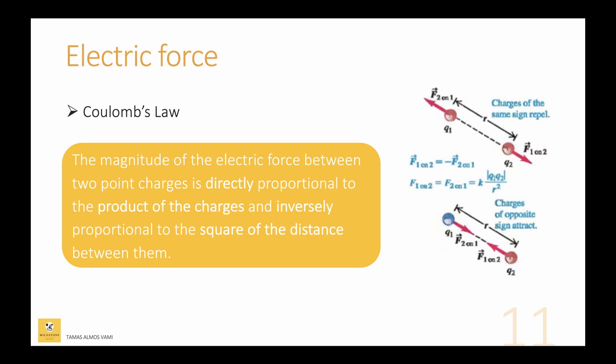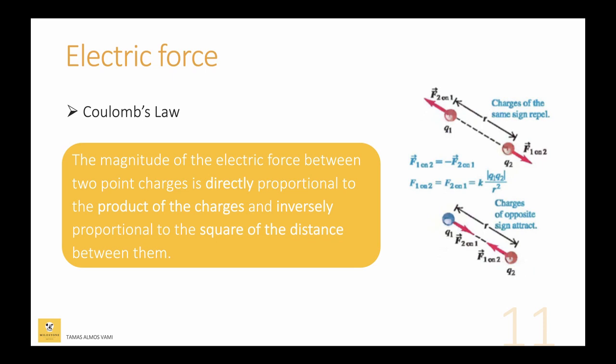So let's just say that we have two charges now, Q1 and Q2. Now the notion is that if they are the same charges, then they are red, and blue is the negative charge. So if they are opposite charges, then they attract each other. So Coulomb's law says that the magnitude of the electric force between two point charges is directly proportional to the product of the charges and inversely proportional to the square of the distance between them.